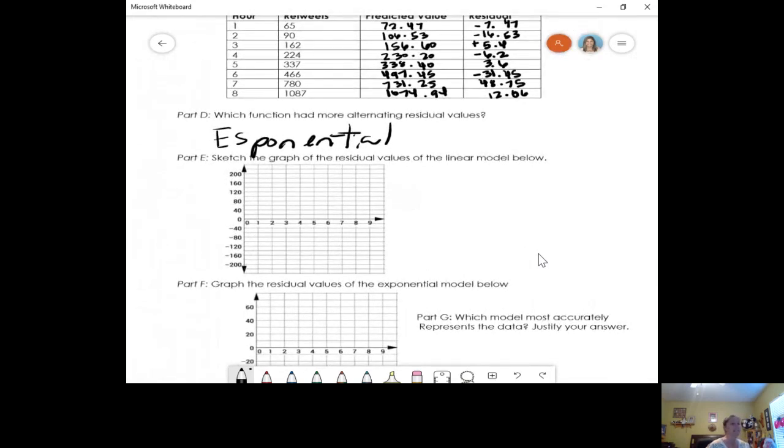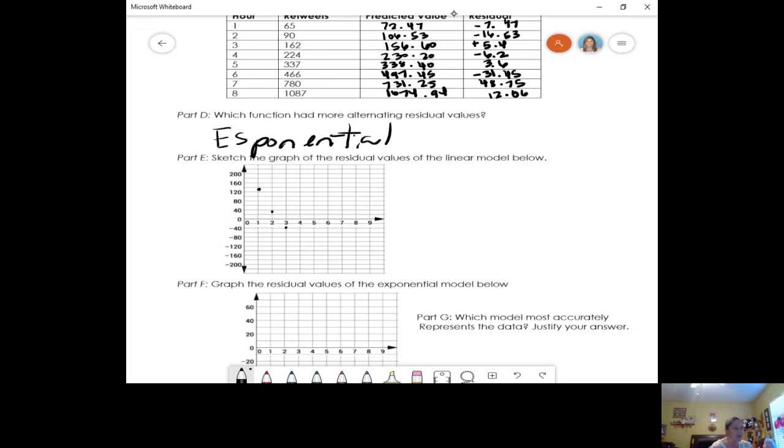All right, so now we're going to sketch the graph for the linear function. Once again, guys, we're just going to guesstimate where these are because they're not going to be exact. So at 1, we were at 144, so 144 is going to be somewhere right there. At 2, we were at 30, so that's going to be somewhere here. At 3, we were at negative 35, so that's going to be somewhere there.